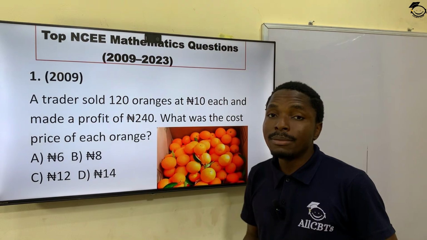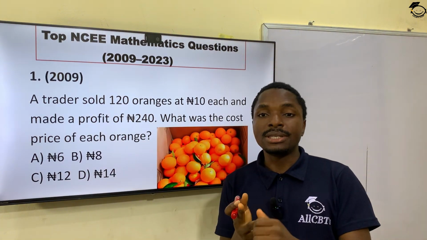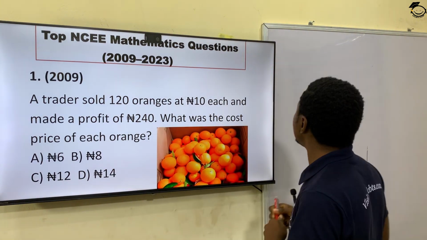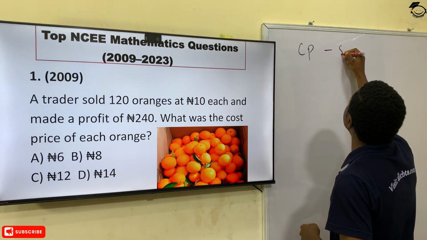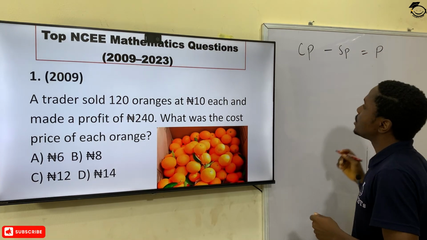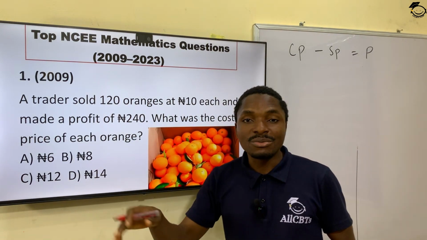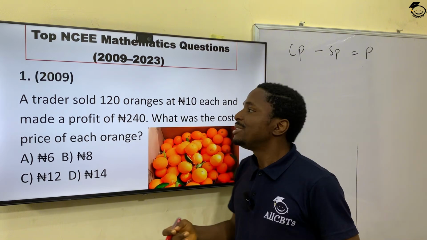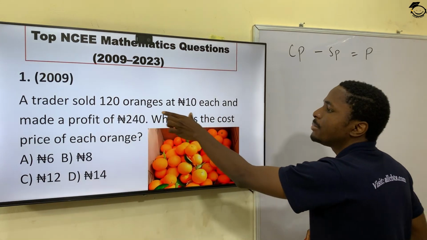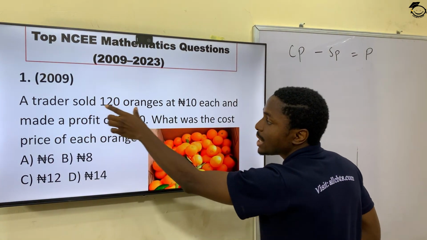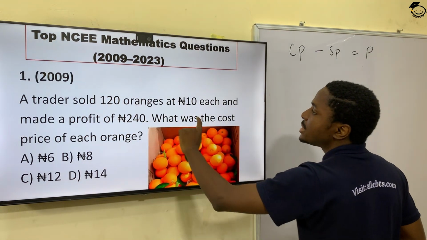Now, in mathematics or when it comes to business, you must know that there is cost price, there is selling price, and there is profit. So that's the amount the person bought it, cost price minus selling price equals to profit. So if I bought something 500 and I sold it at 550, what will the profit be? 50 naira, right? So we want to know now from this question we have been given the selling price, that's sold. You sold it at 120. We've been given the selling price. We've been given the profit. Something is missing, the cost price.